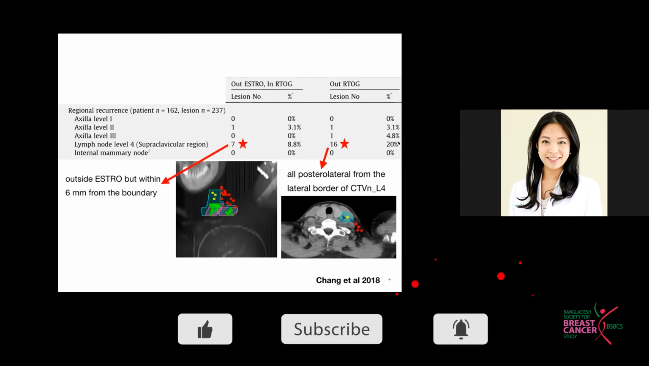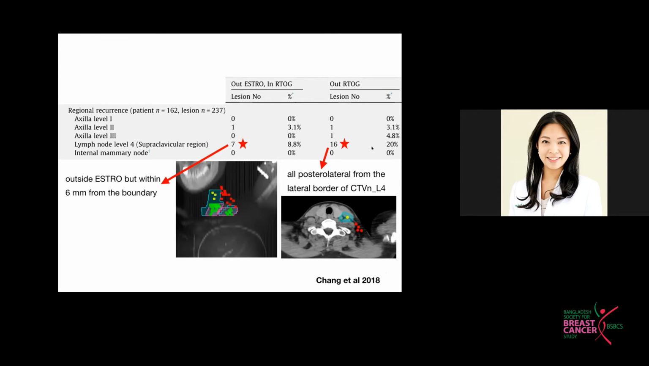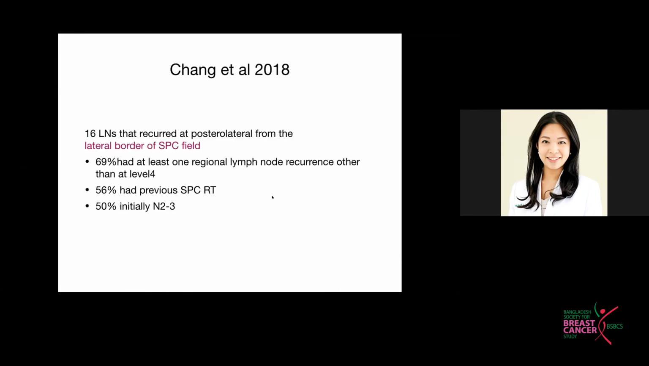The 20% that recurred outside RTOG, its location is posterolateral to the supraclavicular volume, which is over here. Of those, 70% had at least one regional lymph node recurrence other than level 4. And 50% had previous supraclavicular radiation, and half of them initially presented with N2 and N3.